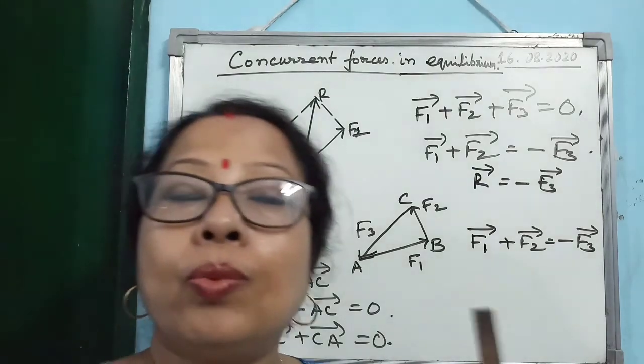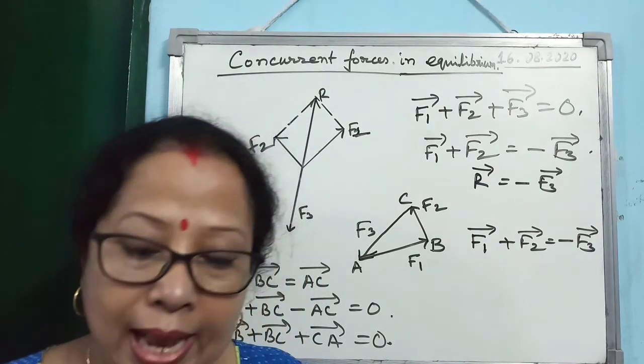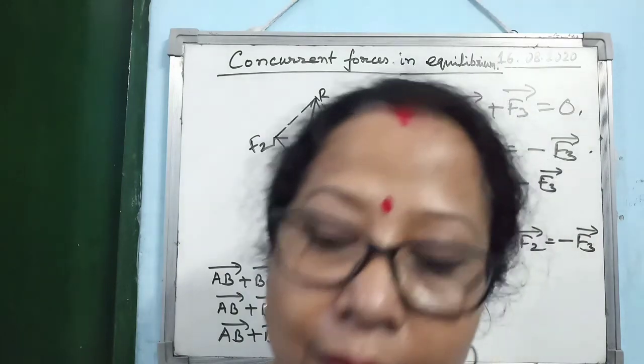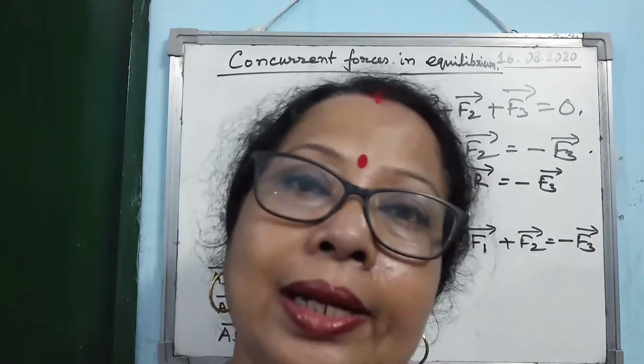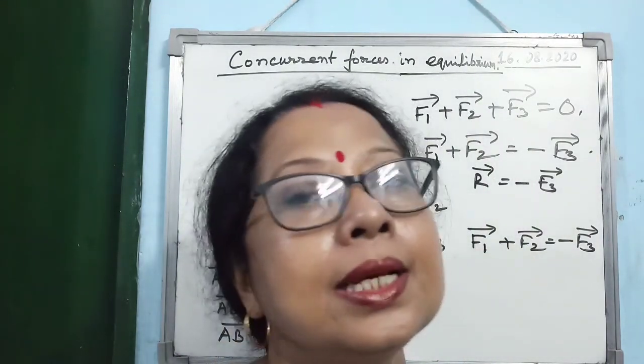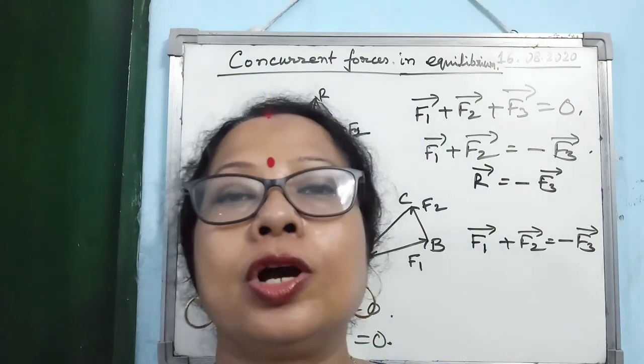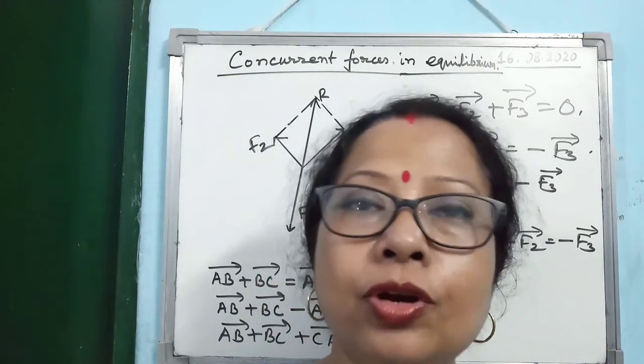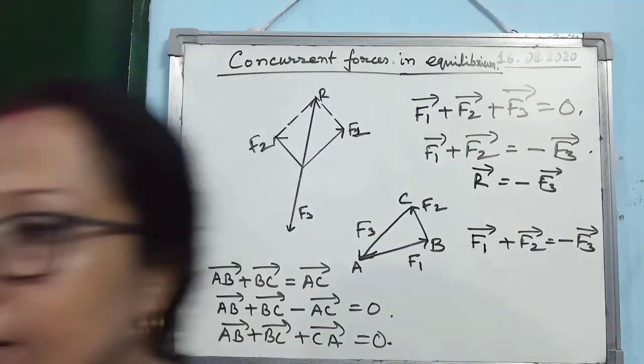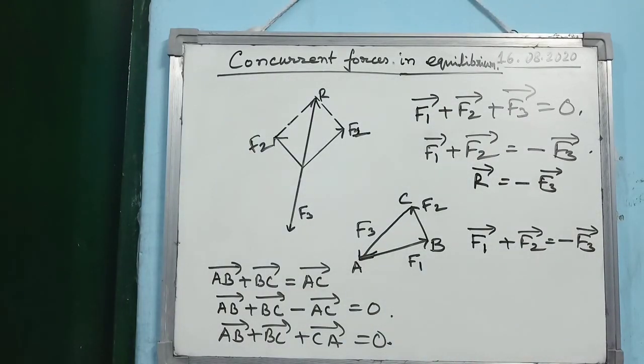Alright, so what is the simple meaning? That the body will be in equilibrium if the vector sum of all the forces is 0. If there are 4 forces, then also it will be F1 plus F2 plus F3 plus F4 equal to 0. Alright, so that's all about this chapter.